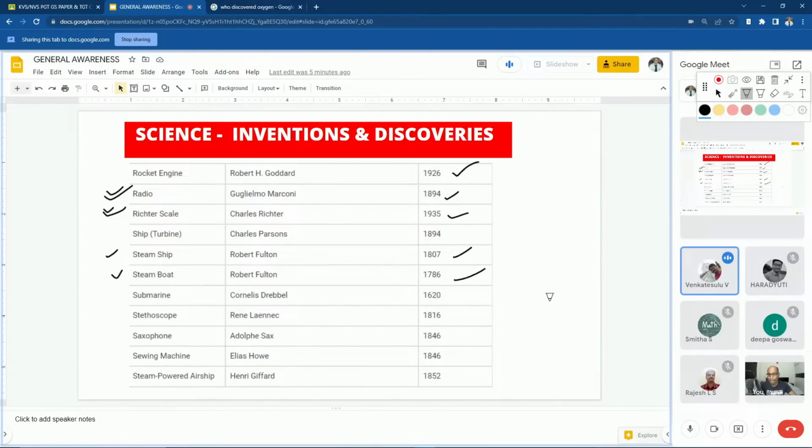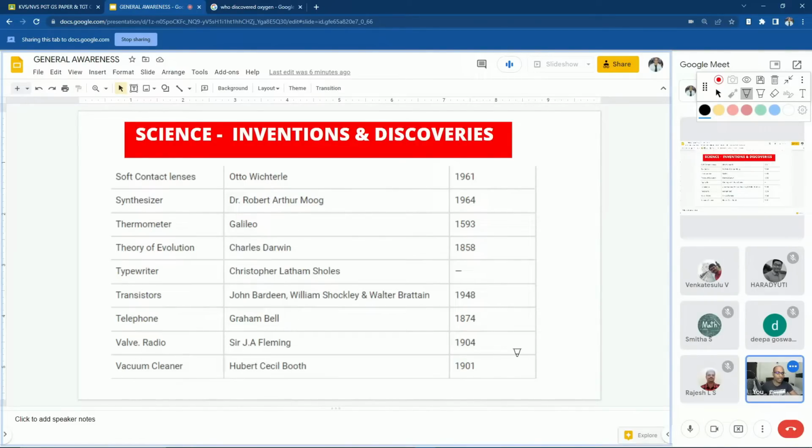Steamboat, Robert Fulton, 1786. Submarine, Cornelis Drebbel, 1620. And stethoscope, Rene Laennec, 1816. Saxophone, Adolphe Sax, 1846. Sewing machine, Elias Howe, 1846. And steam powered airship, Henri Giffard, 1852. Right. Next, Deepa ma'am.